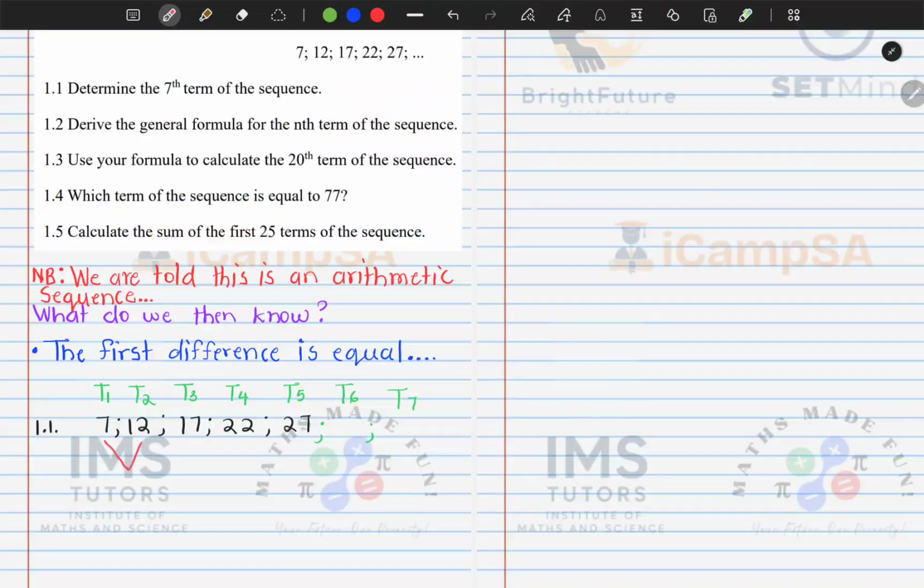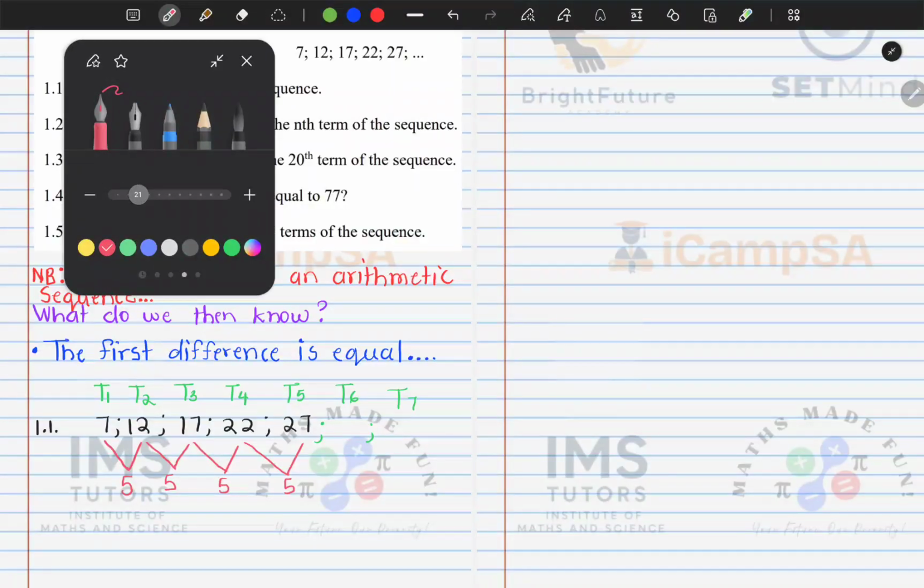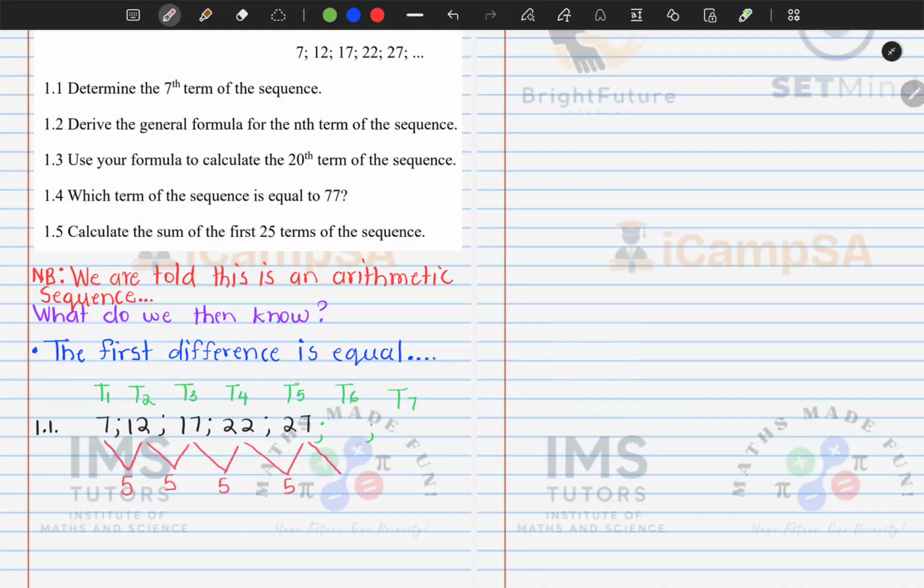The difference here, 12 and 7, you'll get a 5. 17 and 12, you will get a difference of a 5. 22 and 17, you will get a difference of a 5. 27 and 22, you will get a difference of a 5. What we know is that the difference 5 will always be the common difference, which means the term that we have here and here should give us a difference of a 5. So when we go in that direction, we just need to add a 5 from what we have.